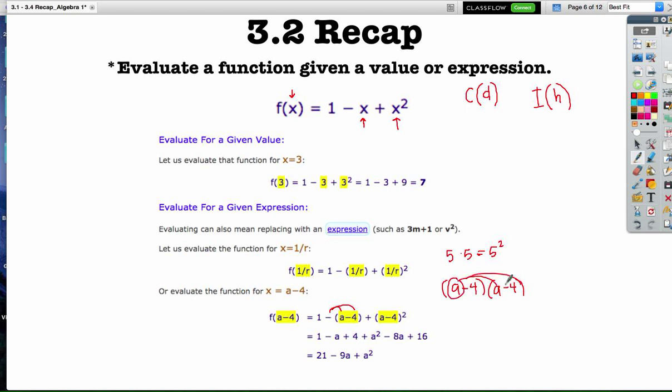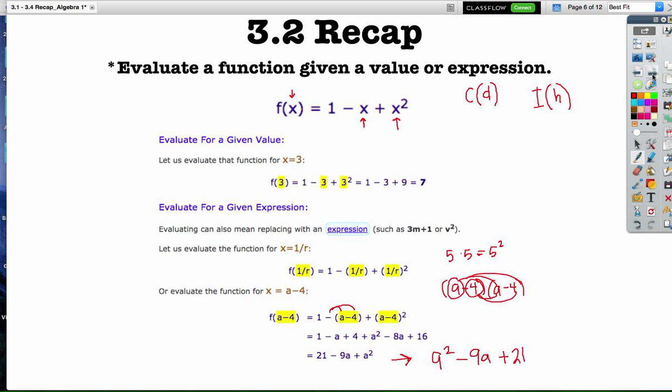So this goes to both terms, this goes to both terms, and what ends up being the result is a squared minus 8a plus 16. And from here, since we do have like terms, we would combine them. We would have a squared, we have negative 9a's, and we have 21 as the combination of our constants. So in standard form, it should be written a squared minus 9a plus 21.